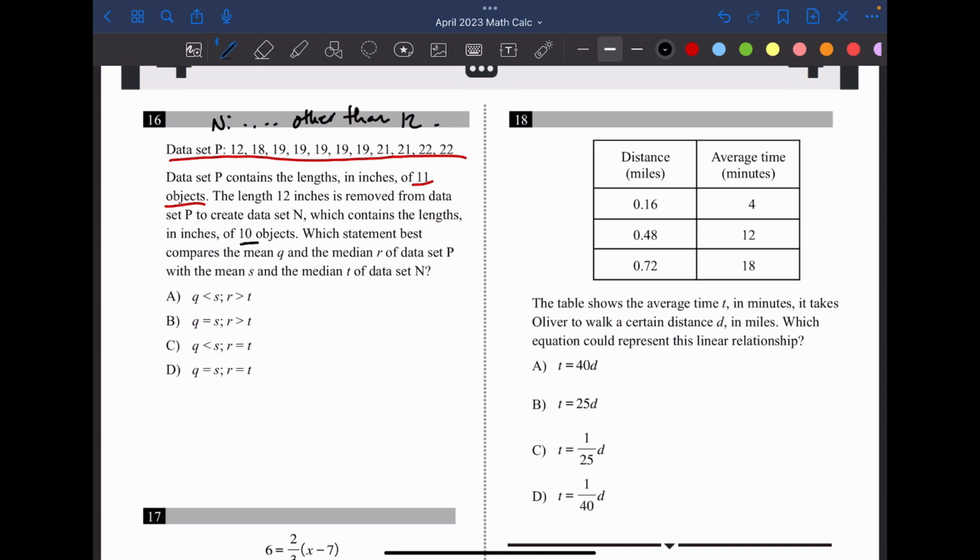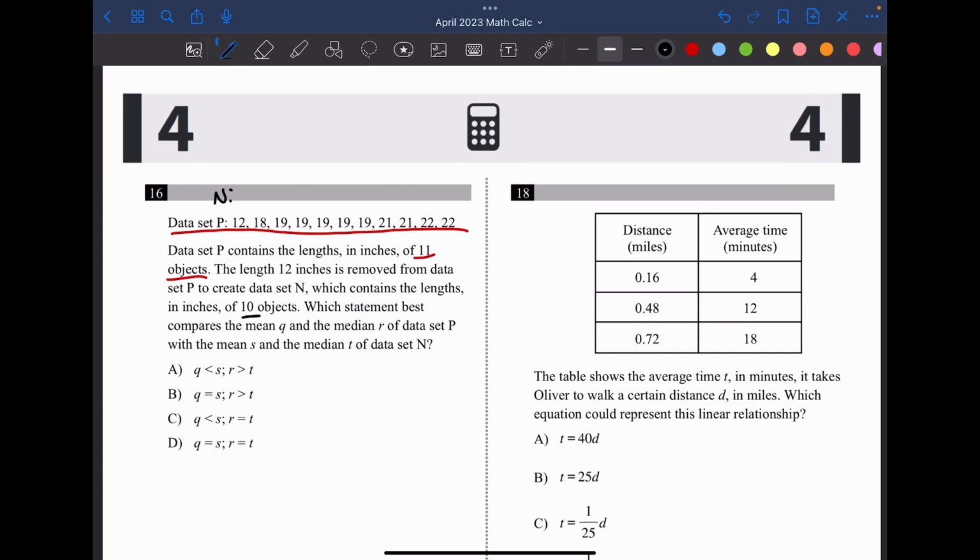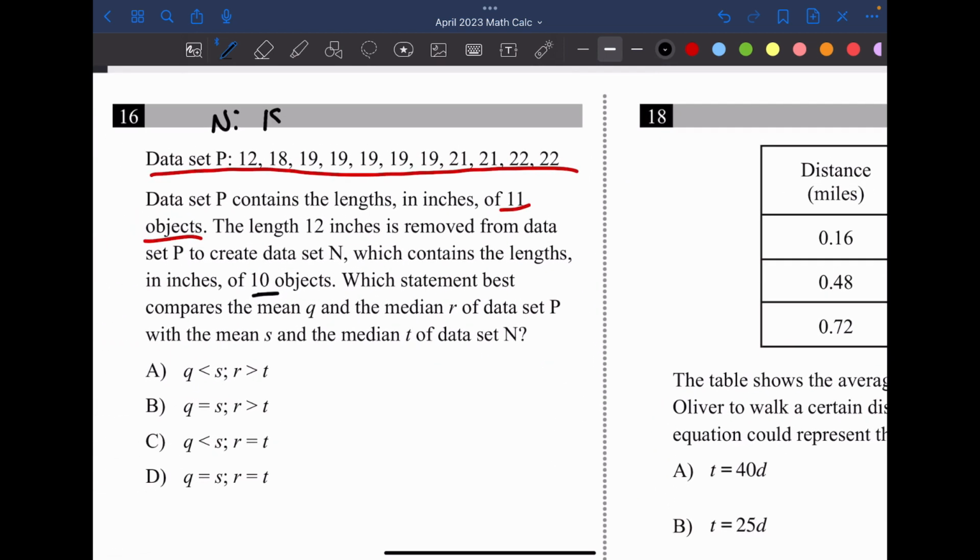And then which statement best compares the mean Q and the median R of dataset P with the mean S and the median T of dataset N? Actually, instead of saying this, let's write down what numbers we have left. So we would have 18, 19, 19, 19, and we have 5 19s, so 2 more, 19, 19, then 21, 21, 22, 22. Okay, so we have to compare both medians and both means.